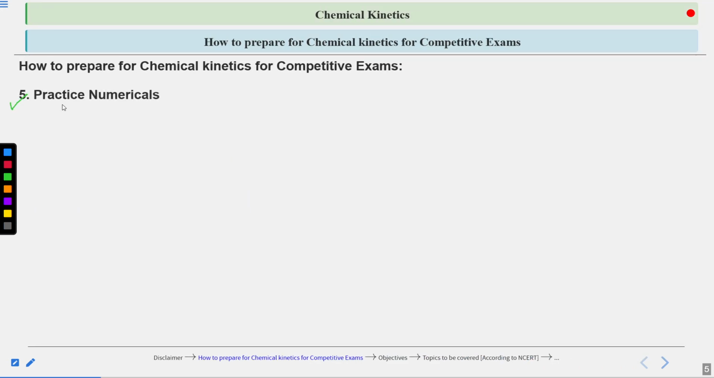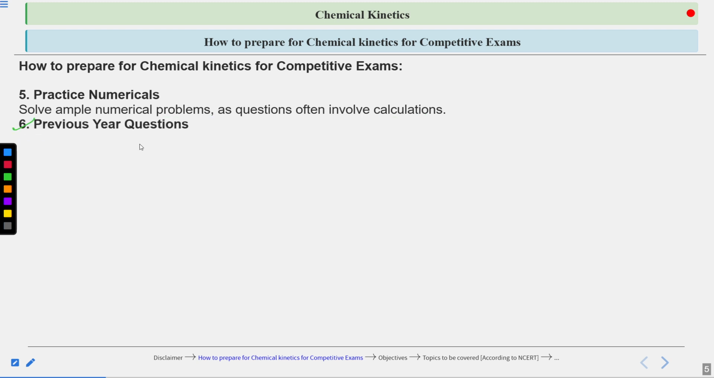Fifth thing you can do is practice numericals as much as you can, from the different reference books and the NCERT. NCERT is a must. Solve ample numerical problems, as questions often involve calculations. So solve as many questions as you can, because there is a lot of calculation, and you need to be handy in solving those calculations very fast.